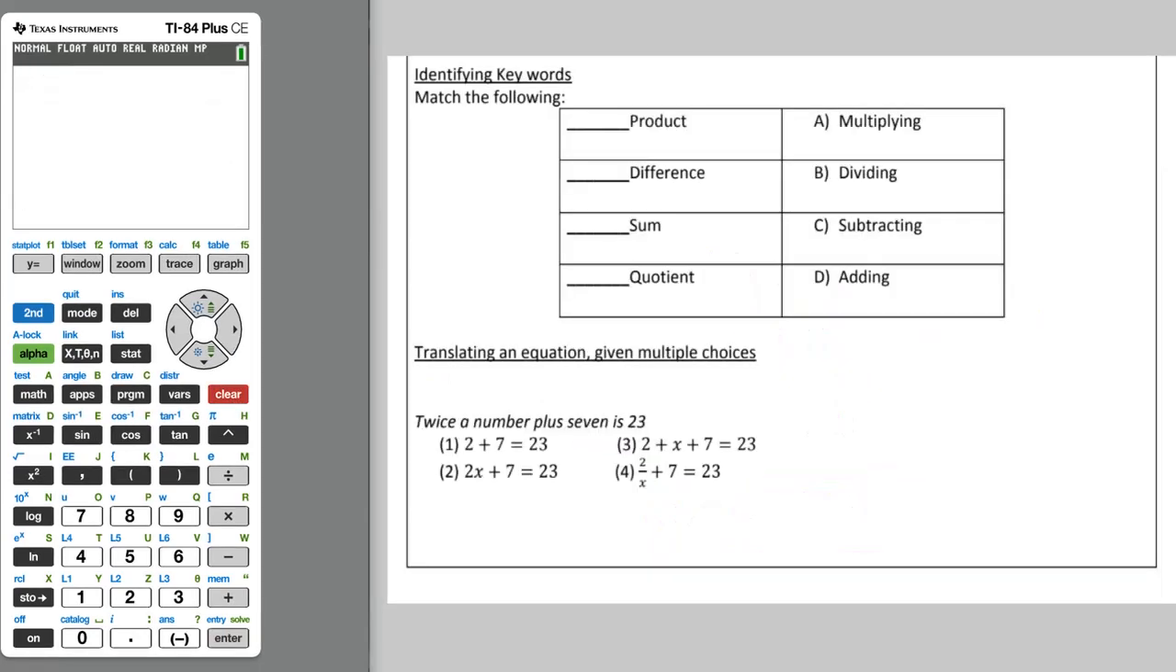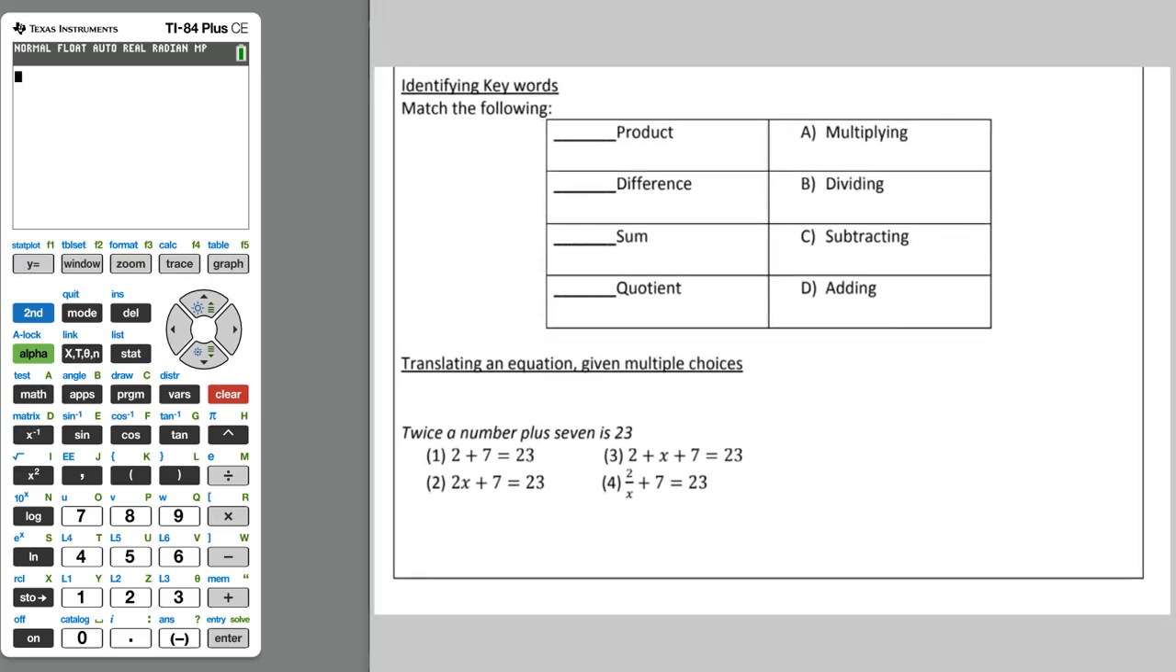All right, moving on. These questions down here are just about matching the keywords to their operation. So I'm going to go through these really quickly. Product is multiplying. Difference is subtracting. Sum is adding. And quotient is dividing. You should know those keywords and what operations they go with, as well as other keywords for these key operations.